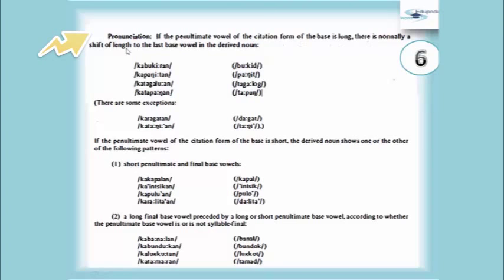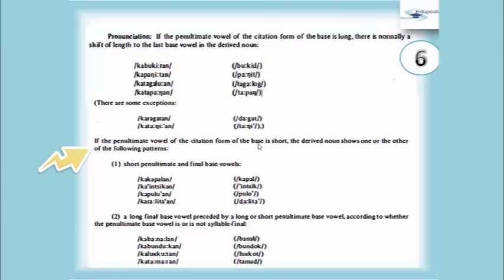In pronunciation, if the penultimate vowel of the citation form of the base is long, there is normally a shift of length to the last base vowel in the derived noun. For example, kabukiran, kapangitan, katagalugan, katapangan. There are some exceptions. For example, karagatan, katangian.